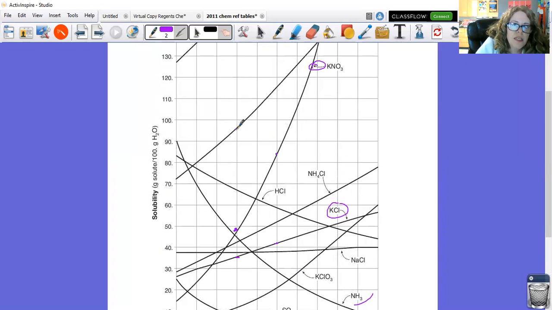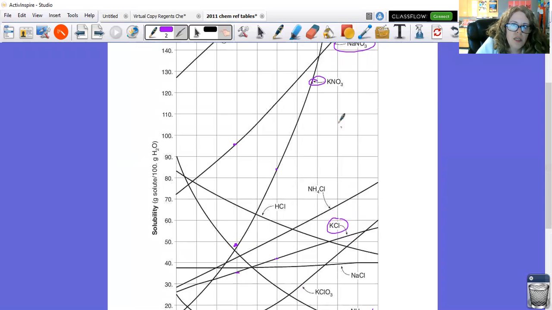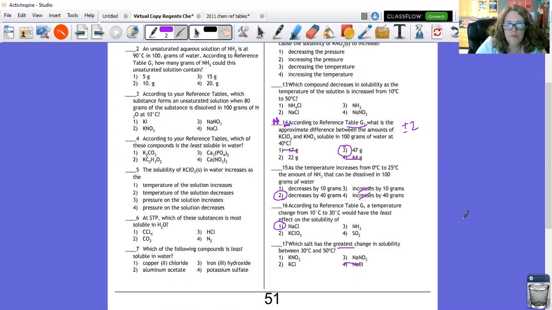And if we're going to go from here to here, it looks like it's going to be our steepest line right there, potassium nitrate. So choice number 1. All right, let's go on to our next page.